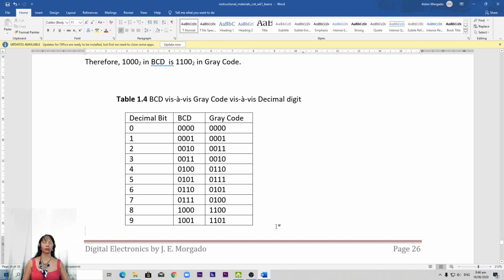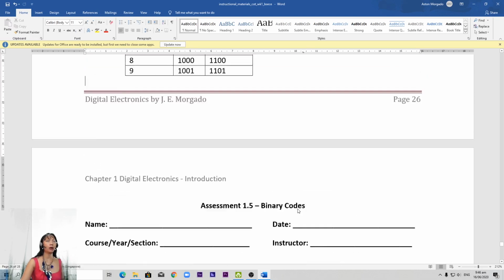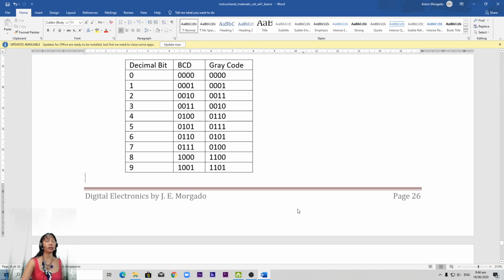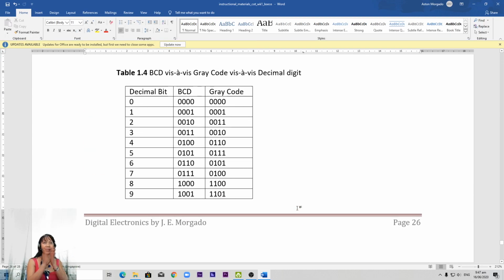So that's why gray code is often used in digital techniques. Okay, so because you only have a minimal bit change. Minimum bit change. Okay, so that's it for now. Okay, so we have finished chapter 1. Yes. We're done, class.